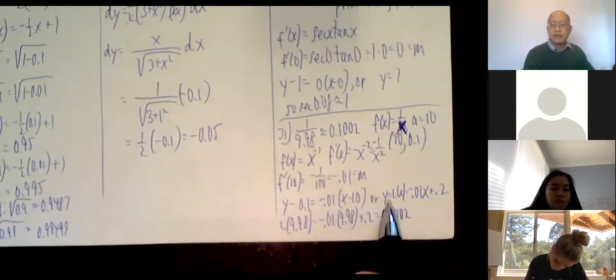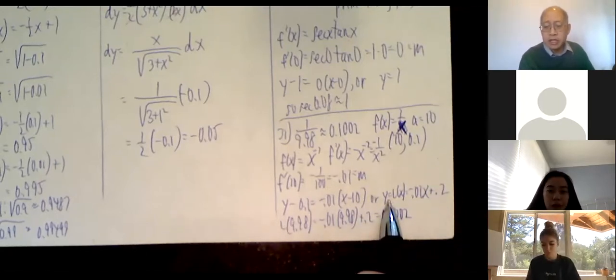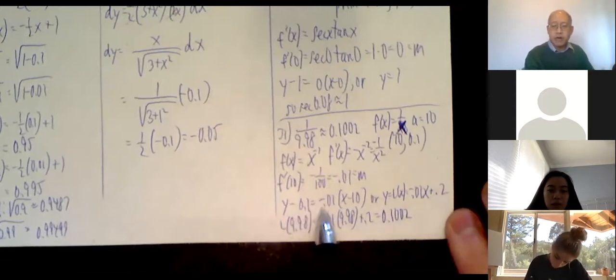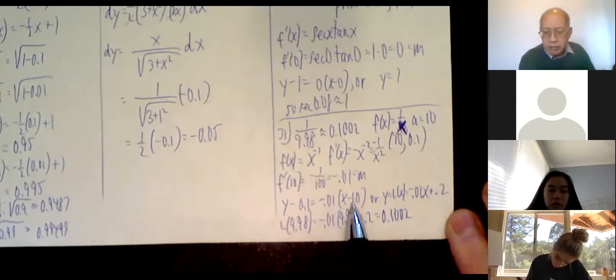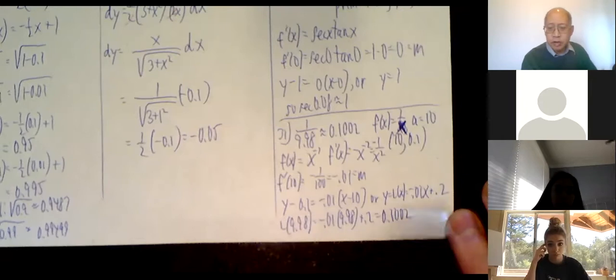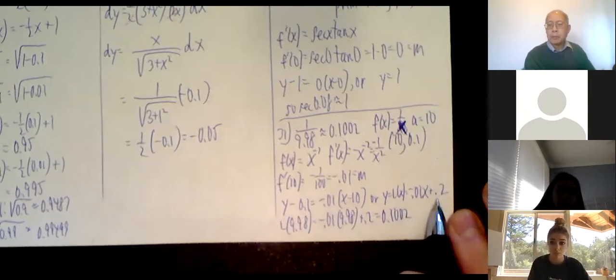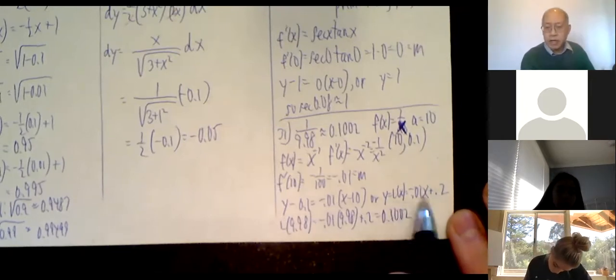So y equals L of x. What does L stand for? Linearization. The linear approximation to the function is negative 0.1x. Okay, this comes out to be plus 0.1. And then if I add another plus 0.1, it's plus 0.2. So that's my linear approximation.